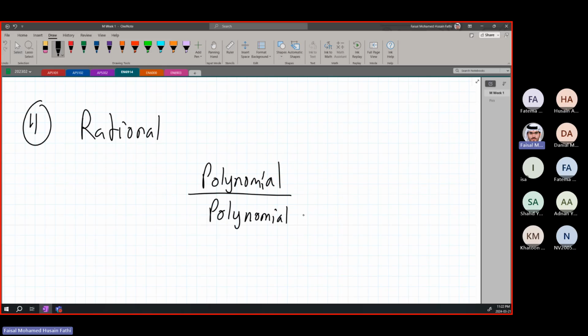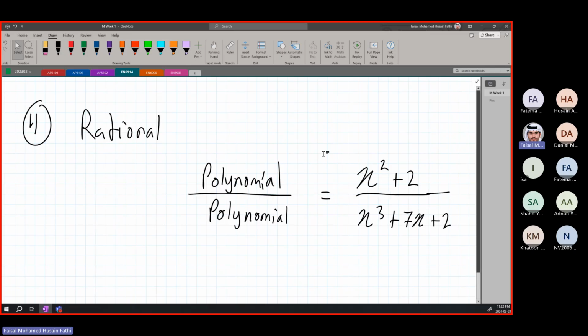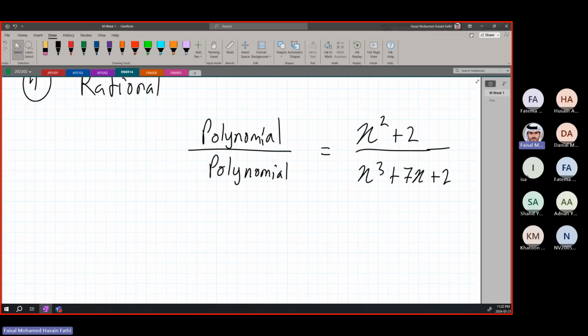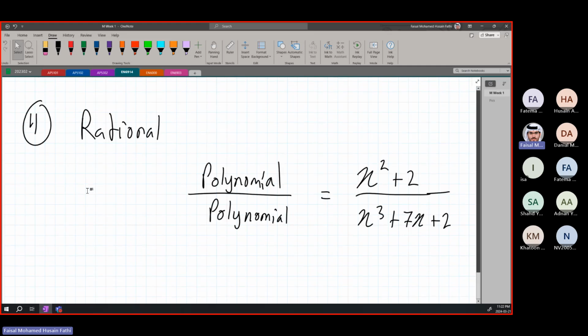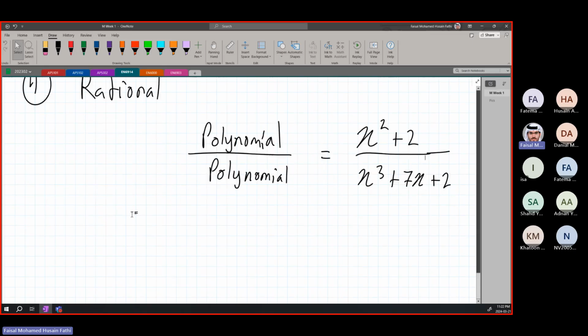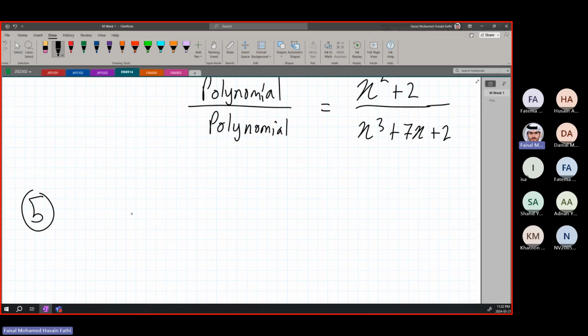You're dividing polynomials where you use either partial fractions or long division. So, for example, let's say x squared plus 2 over x cubed plus 7x plus 2, something like that. So this is called a rational function because there's division between two polynomials. That's basically what it is. The graph can vary in shape depending on the many types of polynomial division there is.